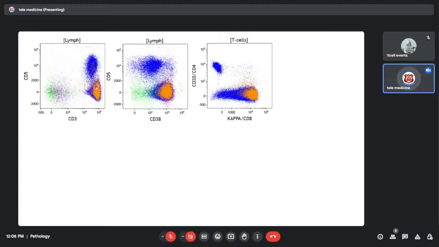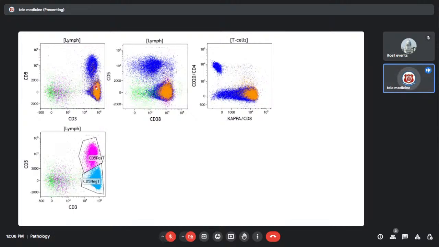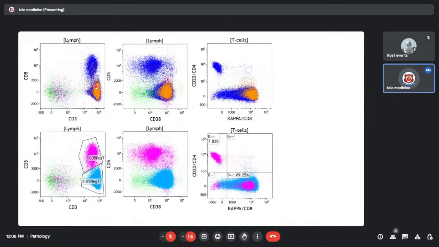sorry, not kappa and lambda, but 4 and 8 because you are assessing T cells. So 4 and 8, if you see, what seems to be more, 8 positive or 4 positive? Cytotoxic or helper, which is dominant? Let's see. So we have two populations. We get them separately, the 5 positive cells and the 5 negative T cells. So in the next plot, you can clearly see that the 5 negative cells are expressing 38, brighter intensity.